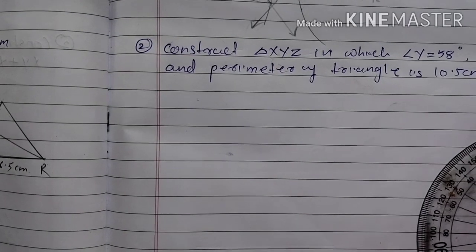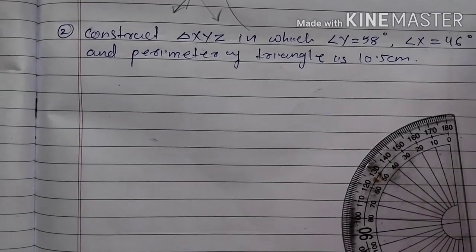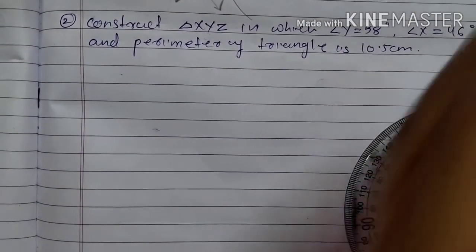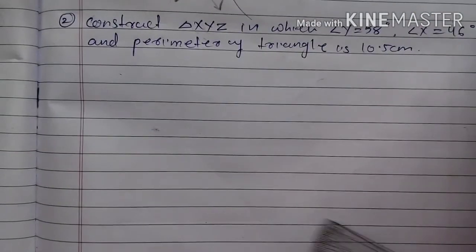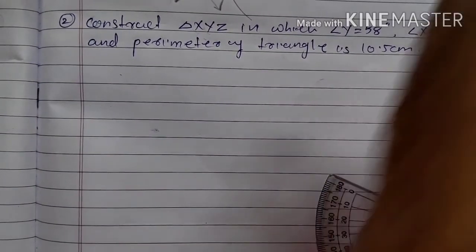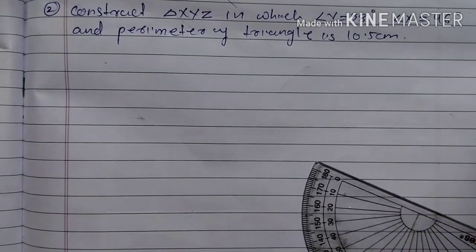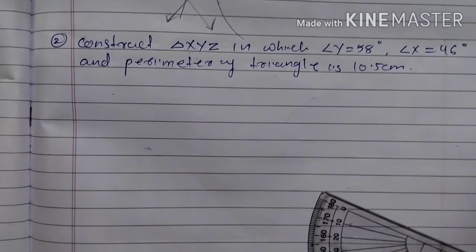Start the construction. In place of PQ I am taking X dash Y dash. Okay. So first of all draw the rough figure. A rough figure is compulsory in both the constructions. So draw the rough figure of this triangle XYZ.